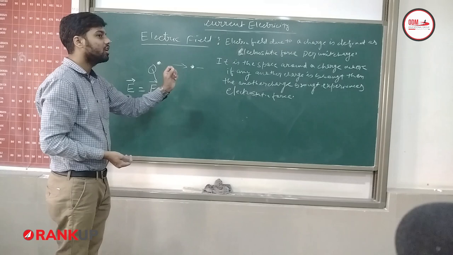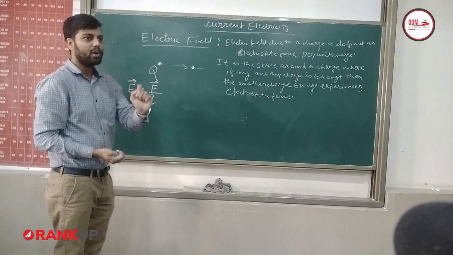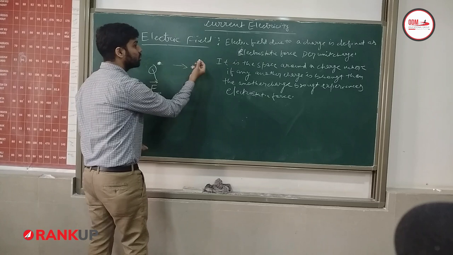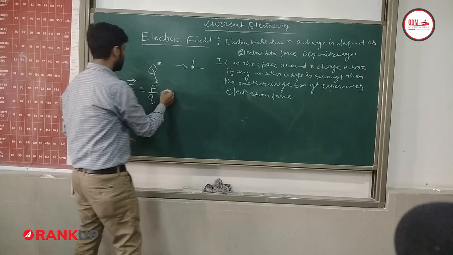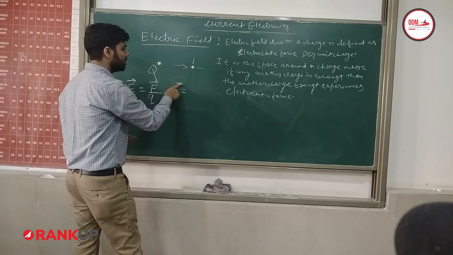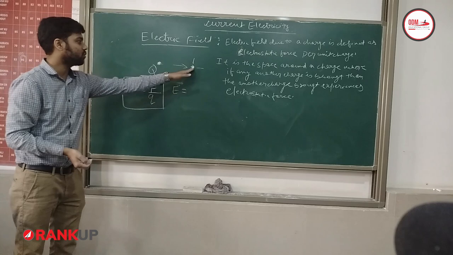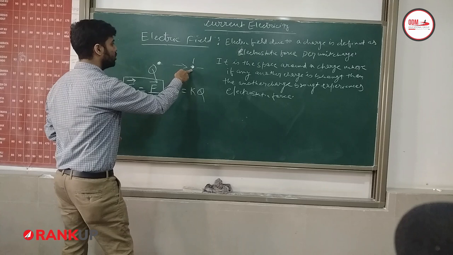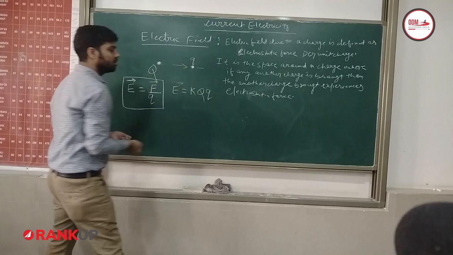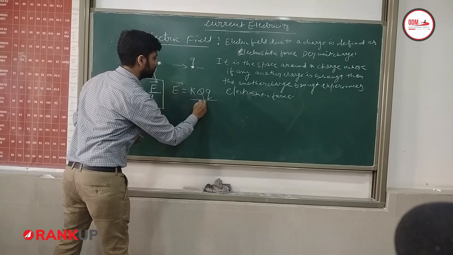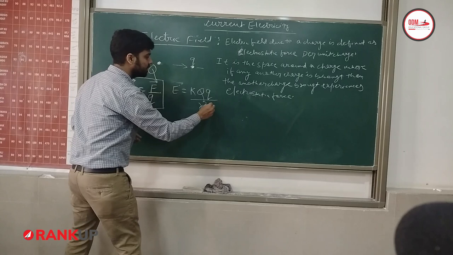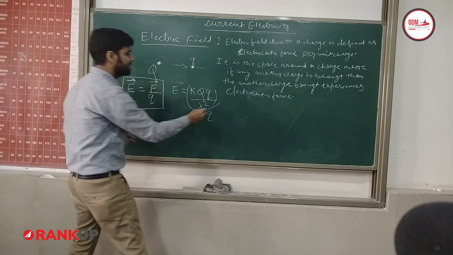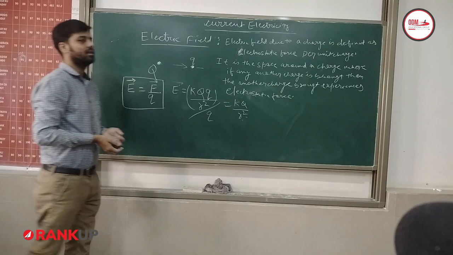If you bring a big amount of charge, it will disturb. So we will bring a unit test positive charge here. Unit test means its charge will be 1. So what will be the electric field upon this unit test positive charge at this point? It will be the electrostatic force, K Q q by R square, divided by q. We have brought q charge, so it will be divided by q. The q gets cancelled and the answer will be KQ upon R square. So this is about electric field.